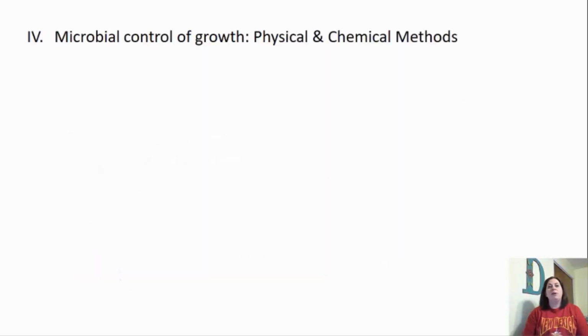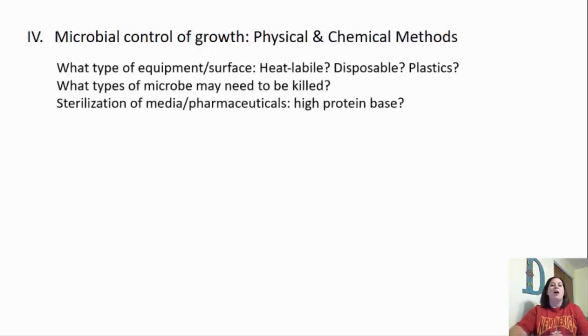Some of these microbial control factors for growth are going to deal with the physical side, while some of them may be chemical methods. What type of equipment or surface are you dealing with? This is going to help us decide whether we need to use something that's physical or chemical. Is it heat labile? Can you actually heat it? Some stuff cannot be heated up, like plastics.